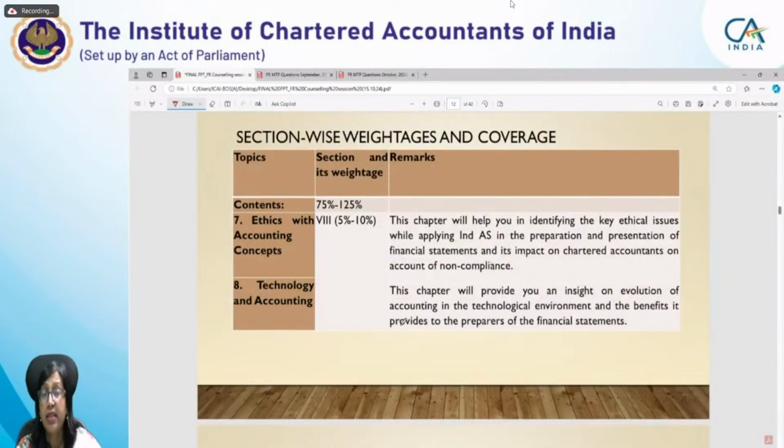With respect to the ethics topic, if a question appears in your descriptive portion, how to write it? First, you have to give the correct accounting treatment based on a particular standard. Then you have to suggest what will be the repercussions in case the accountant or the chartered accountant is not following the correct accounting treatment or is not complying with any standard. Repercussions should be related to your Code of Conduct or to Schedule 6-7.